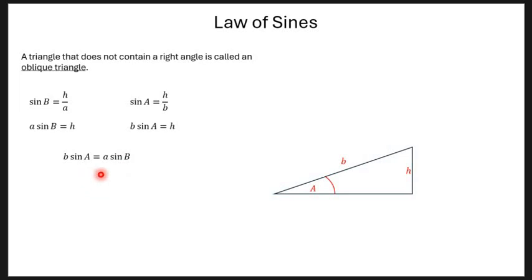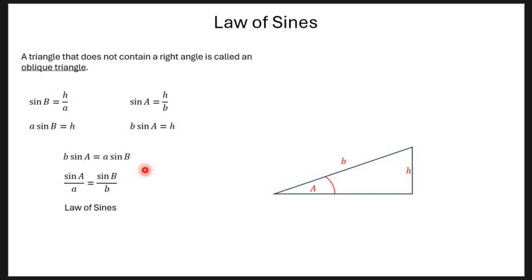And if I divide both sides by lowercase a times lowercase b, the lowercase b's cancel on the left, leaving the sine of angle A divided by the length of side A equals, and then the a's cancel on the right, leaving the sine of angle B divided by the length of side B. This is the law of sines.